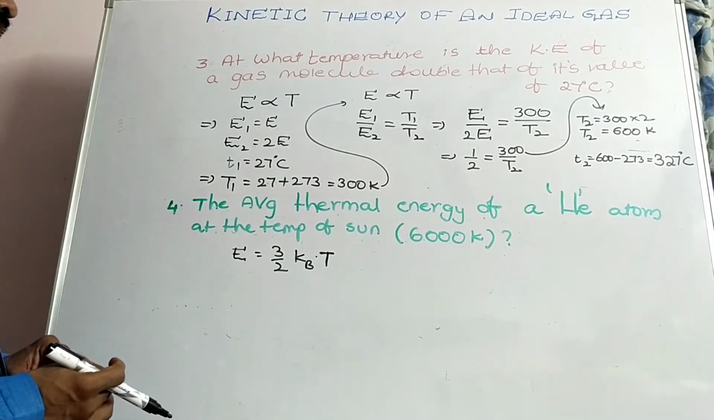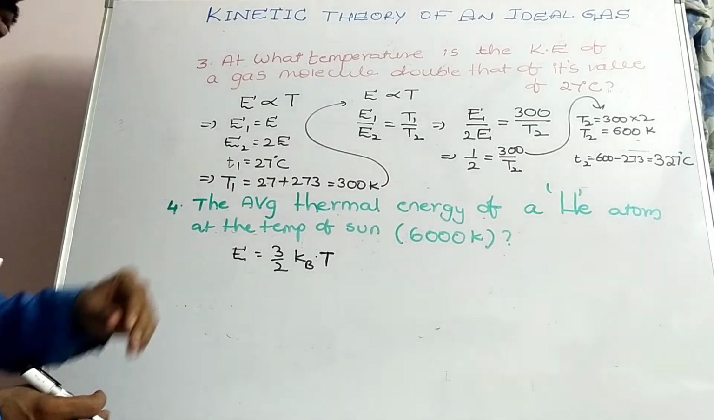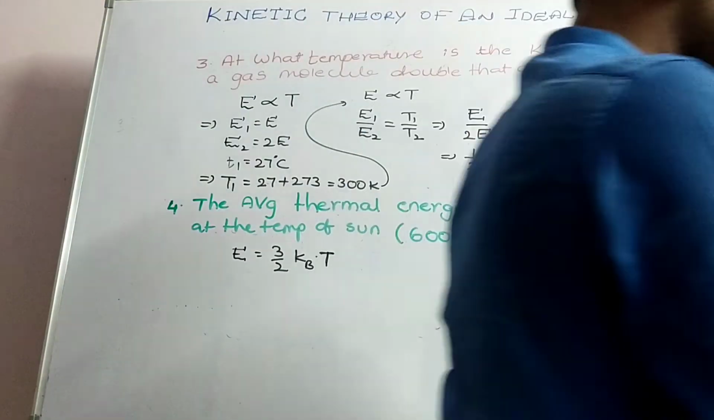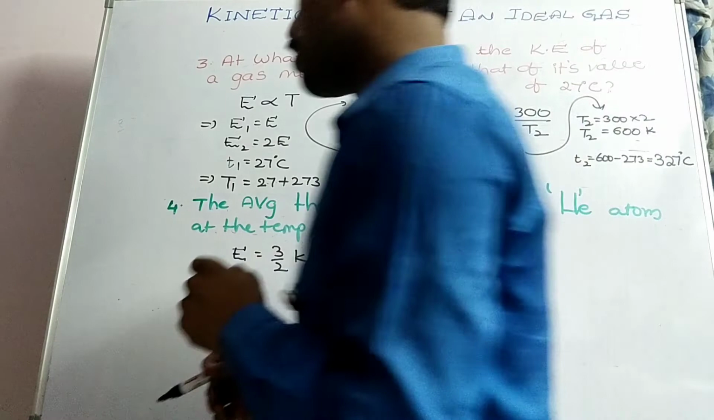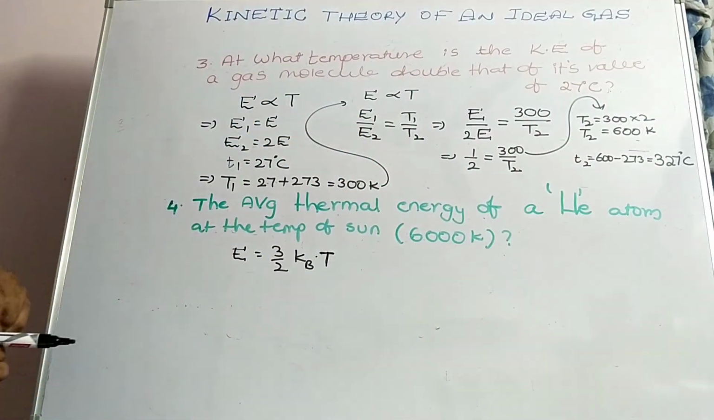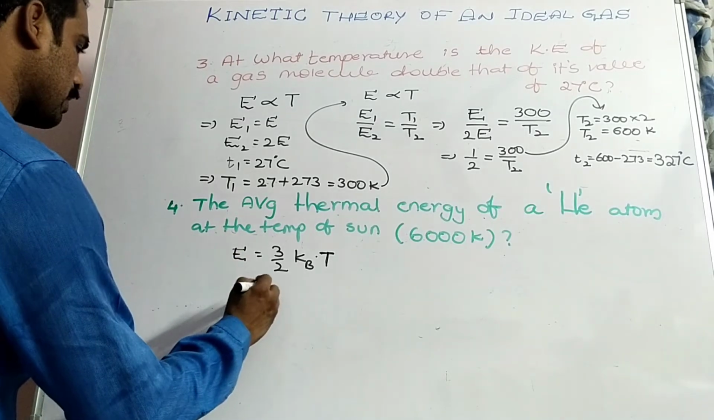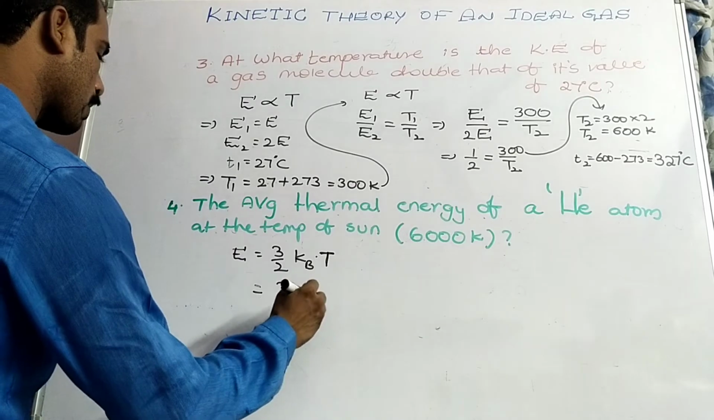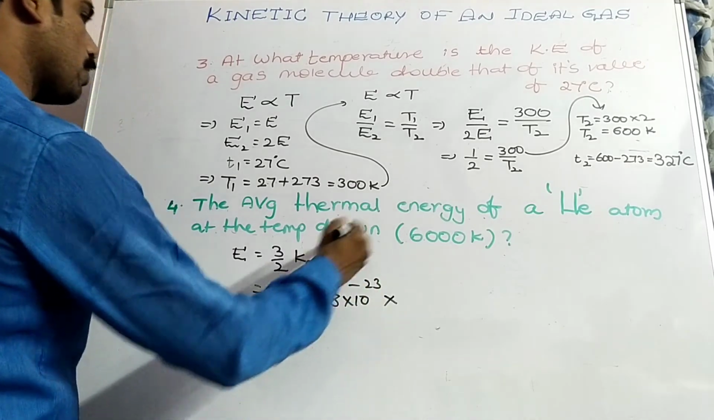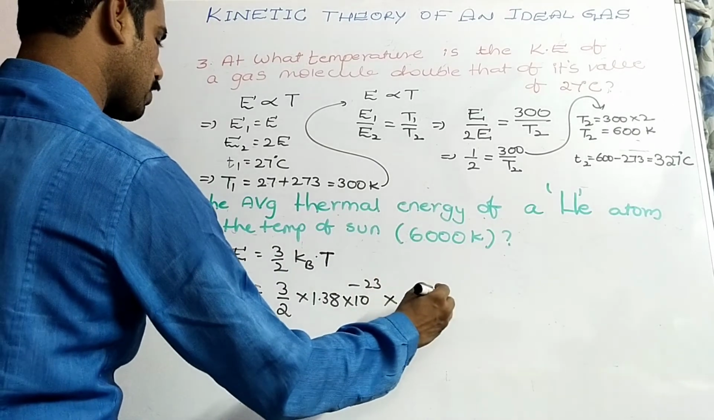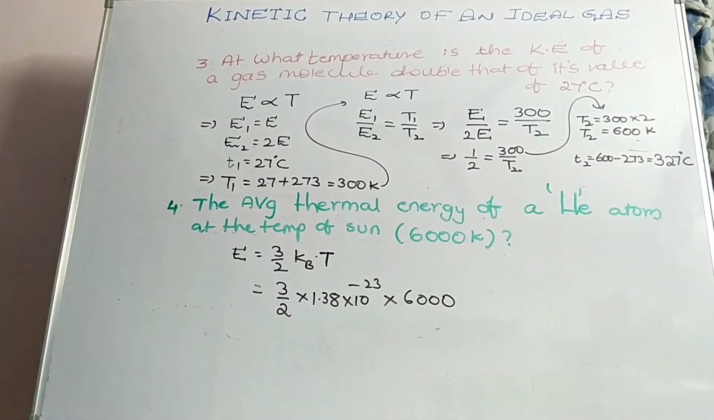Why? Because in the options, the answer will be given in 10 power something, order of 10. Then we have to select this. Why? Because the Boltzmann constant value is 1.38 into 10 to the power of minus 23. That's why, take it. That is 3 by 2 into 1.38 into 10 to the power of minus 23 into the absolute scale of temperature value 6000.